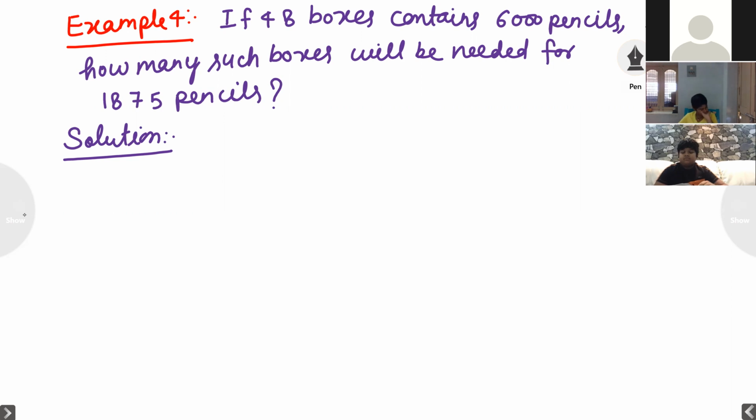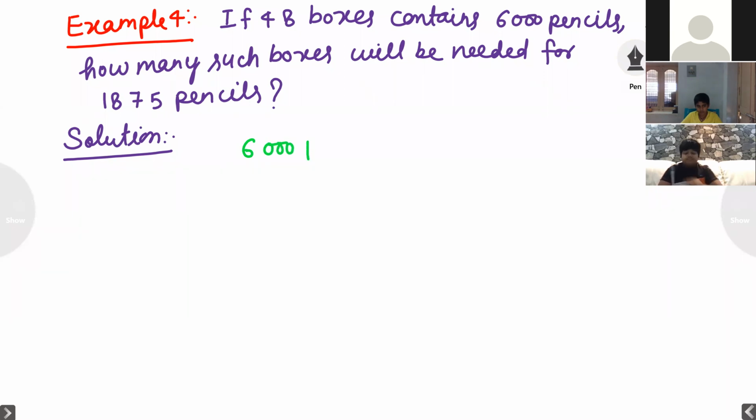6,000 pencils contain... Some students have a doubt: sir, why are you writing pencil first and box second? Because here it is asking how many such boxes will be needed for 1,875 pencils. That's why whatever the pencil content is will come first, and the box content will come on the right side. Note down.